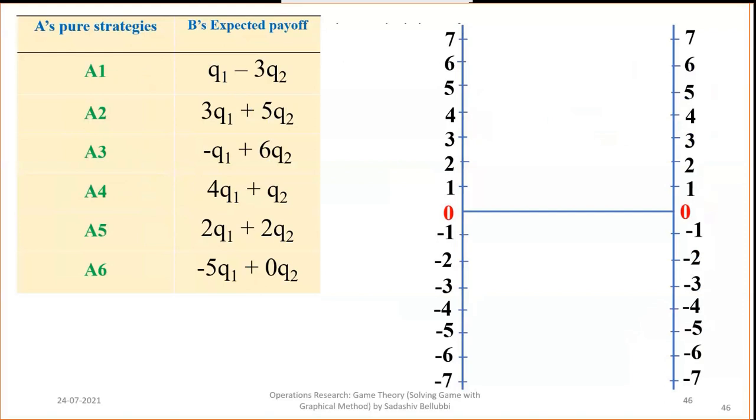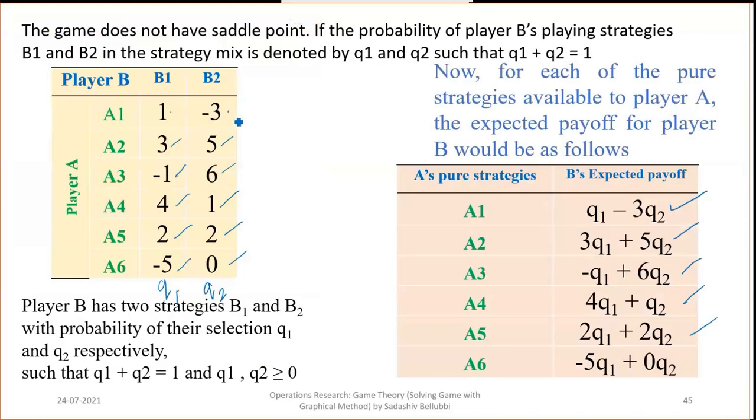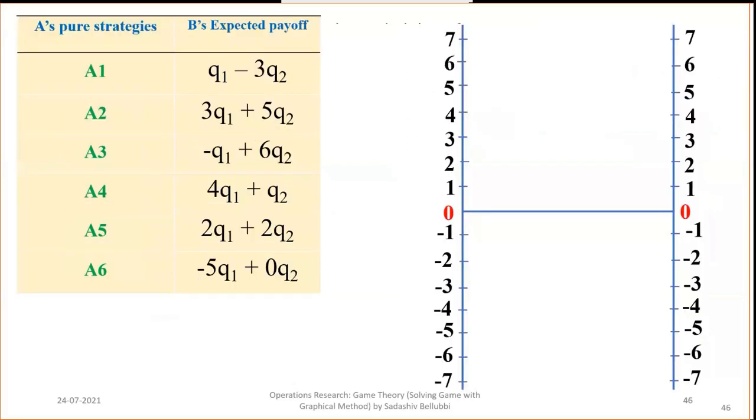First draw two vertical lines, and the gap between the two vertical lines you can maintain at hardly 5 to 6 centimeters. While drawing the vertical lines, we need to check the highest number. The highest number is 6 here, and the lowest number is minus 5. It means in the graph we need to draw till plus 7 and till minus 6 on both sides. I have taken plus 7 to minus 7.